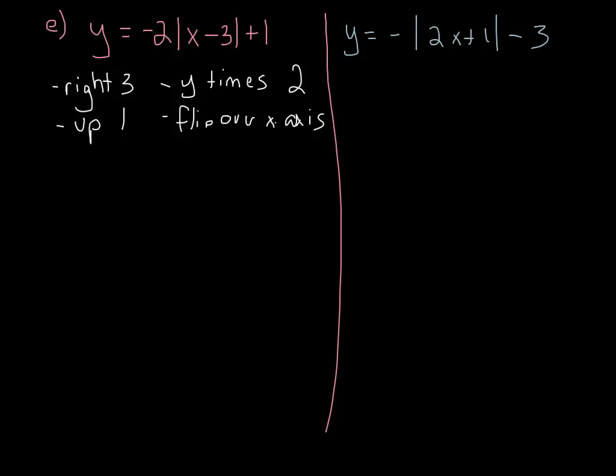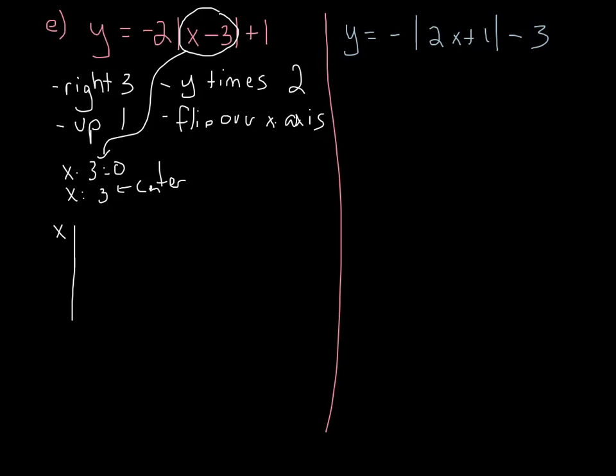Now, I'll give you a little hint here. Take the inside and set it to 0, whatever's on the inside, and solve. The reason we did that is because that value will become the center of your absolute value graph. So I would suggest making a table and putting the 3 in the center of your absolute value graph. When you plug in 3, you're going to get 2 times 0, you're going to get 1. So we can go ahead and start this graph. Instead of at 0, 0, we're going to go right 3, up 1.